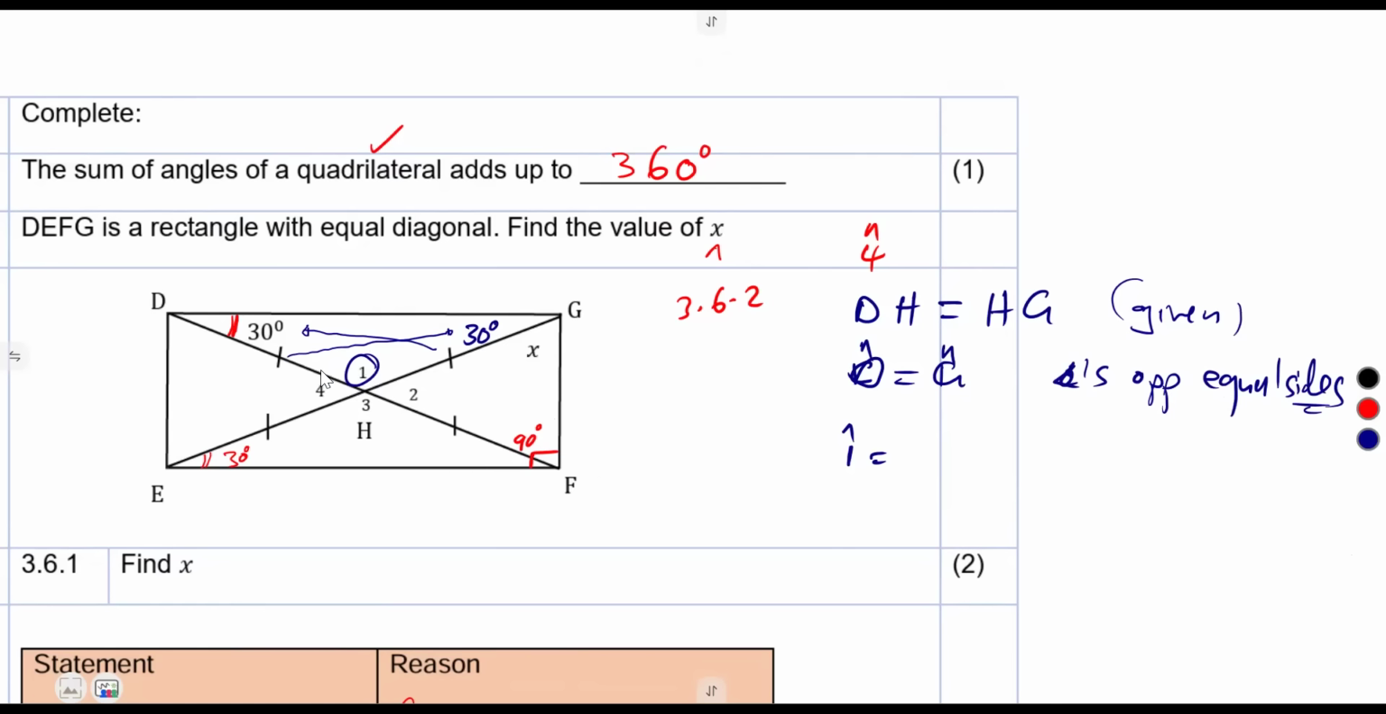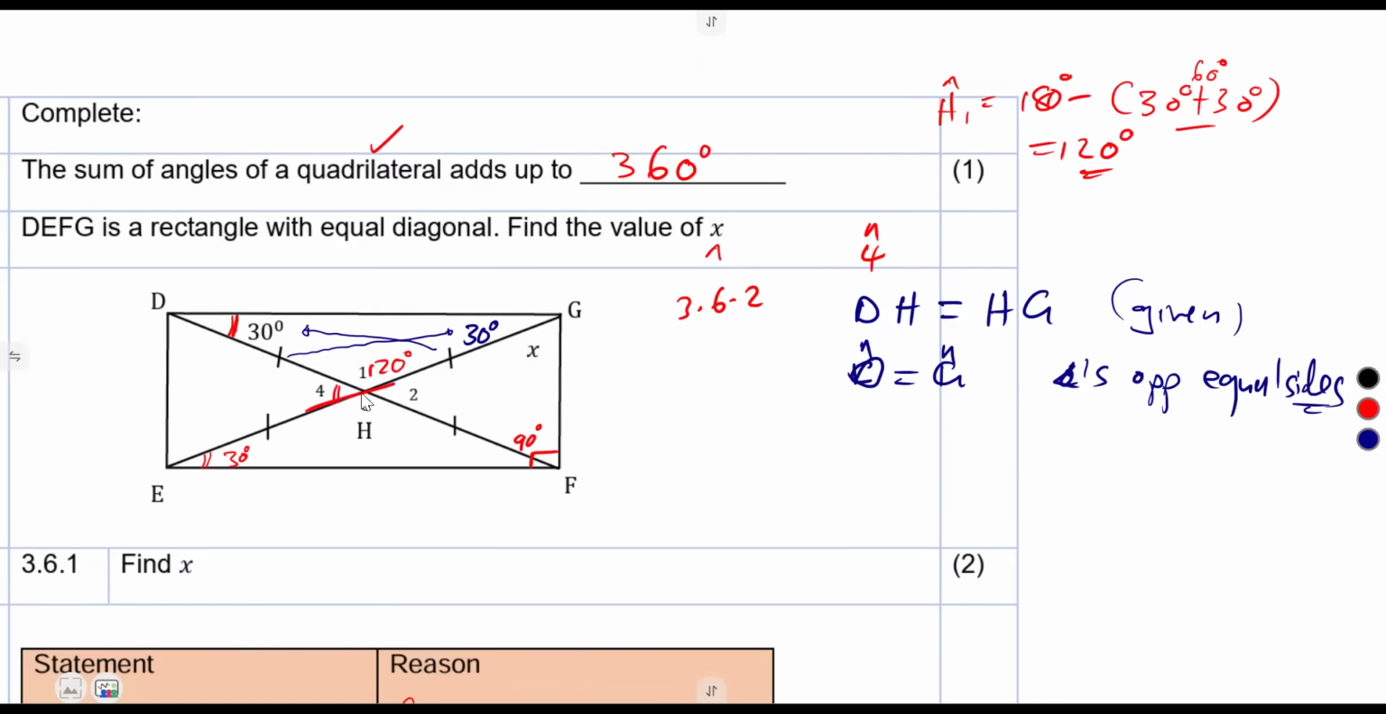From 180 degrees, angles on a... of which it's not necessary for us even to find that one. But for those who want to calculate it, you can calculate angle H1 from 180 degrees, angles in a triangle: 30 plus 30, which is 60, from 180, which is 120 degrees.